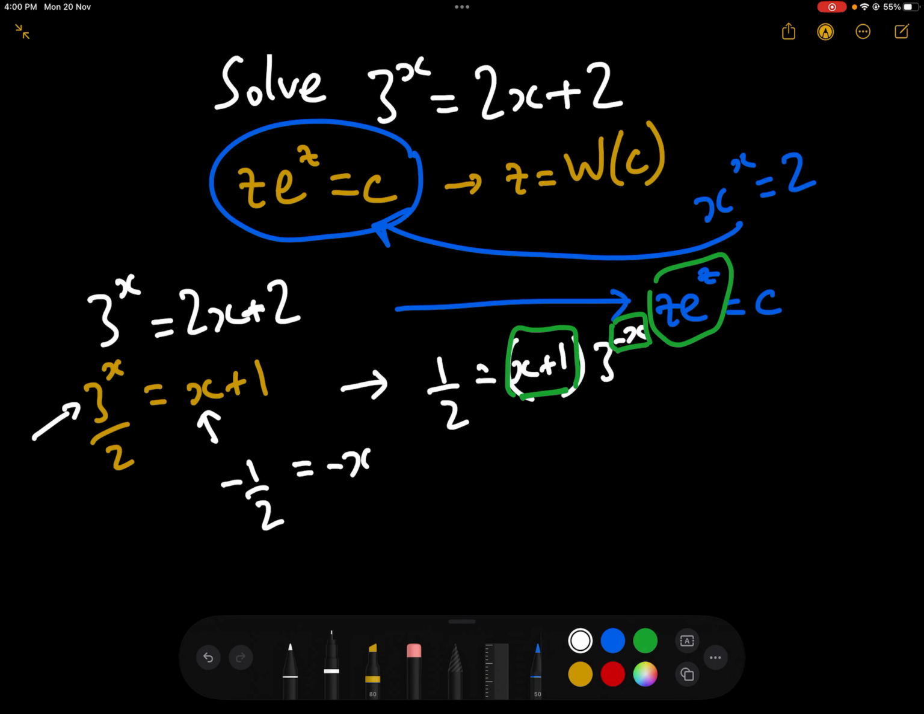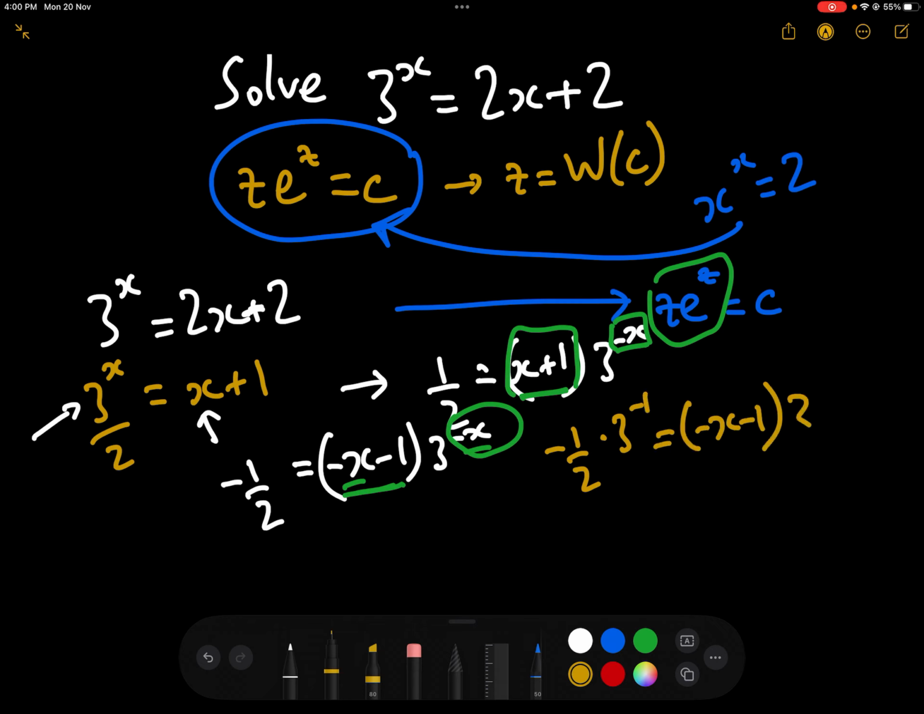So first of all, let's multiply both sides by minus 1, which gives us minus a half equals minus x minus 1, 3 to the power of minus x. So at least we have the x here and here the same. But we need this to be minus x minus 1, because this is minus x minus 1. So let's multiply both sides by 3 to the power of minus 1, and we get minus a half times 3 to the minus 1 equals minus x minus 1 times 3 to the minus x times 3 to the minus 1, which equals minus x minus 1 times 3 to the minus x minus 1.